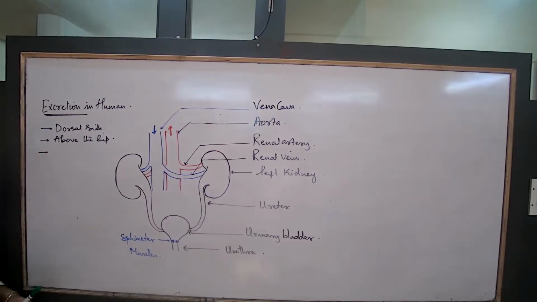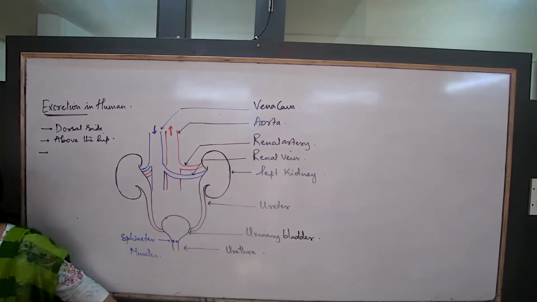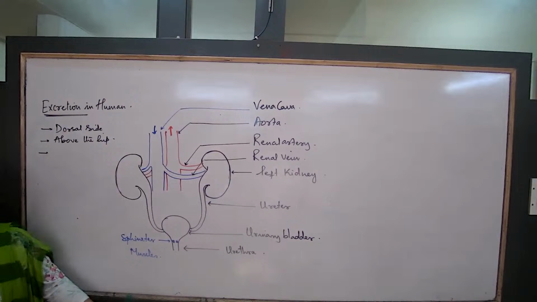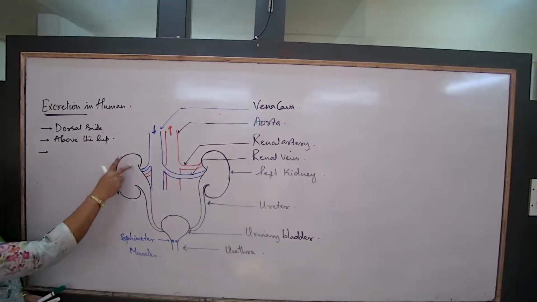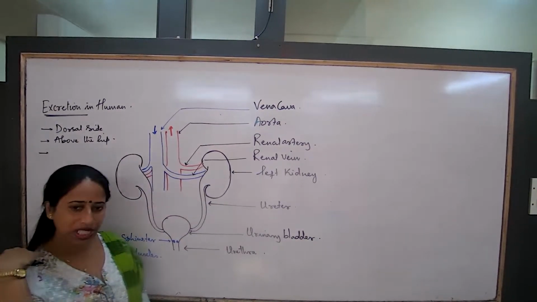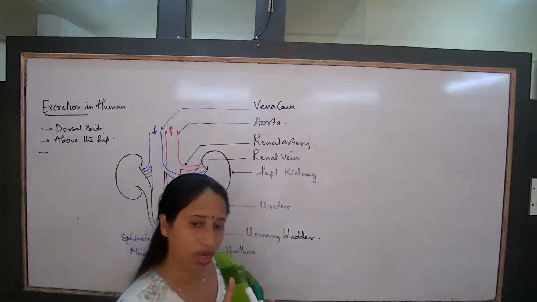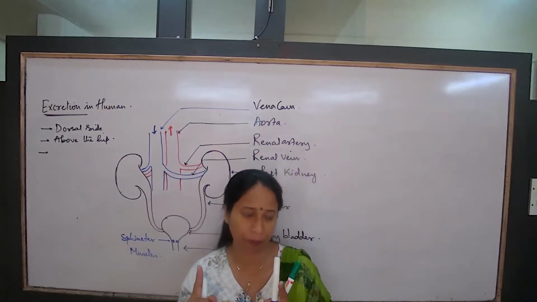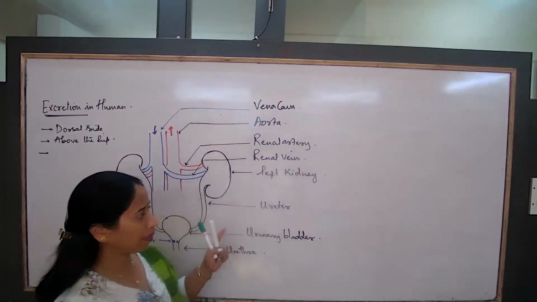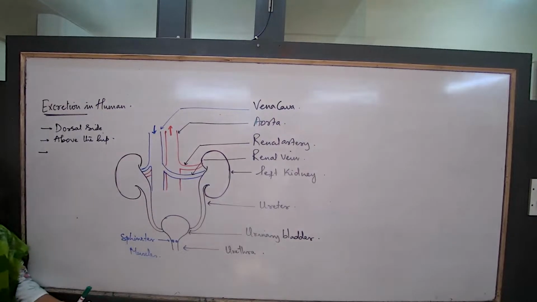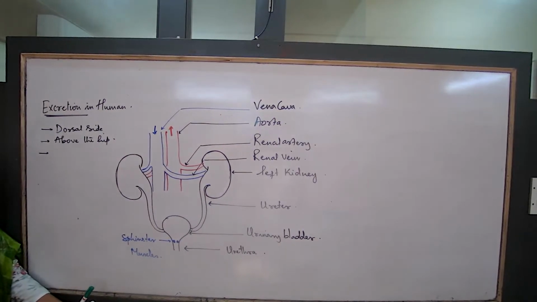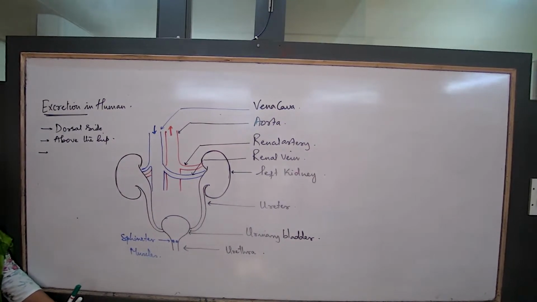How are the kidneys placed? The kidneys are placed on either side of the backbone. So the location of this entire system is on the dorsal side of the body. The kidneys are always placed on either side of the backbone. And remember, this is not in the front of our body. This is the ventral side of our body. I am constantly mentioning it is on the dorsal side.